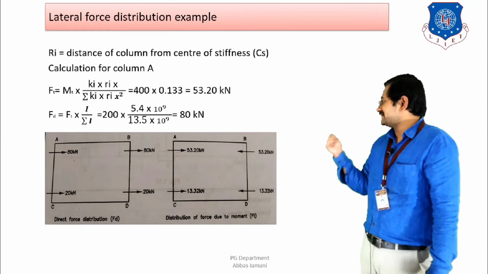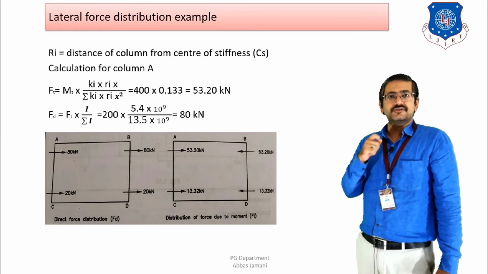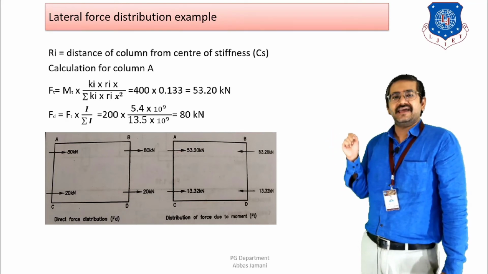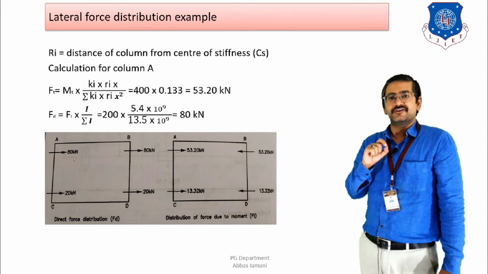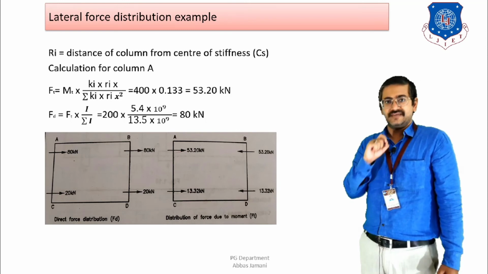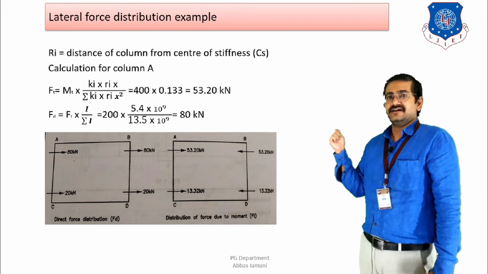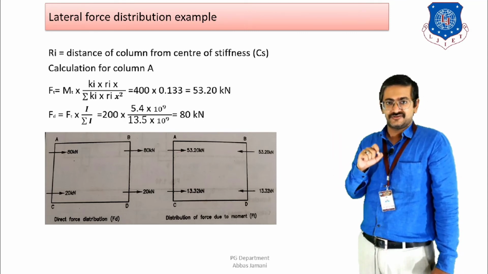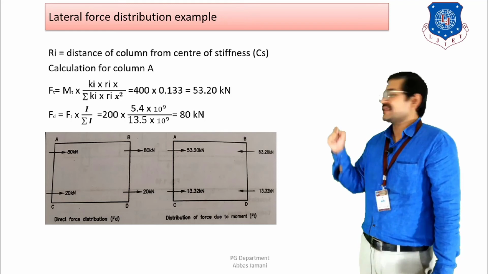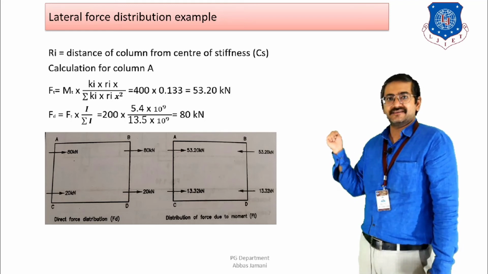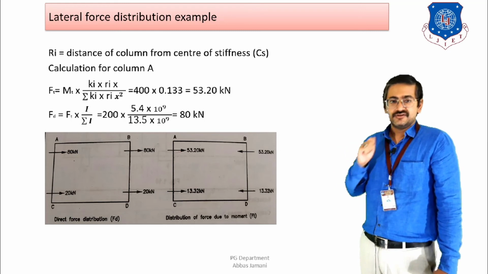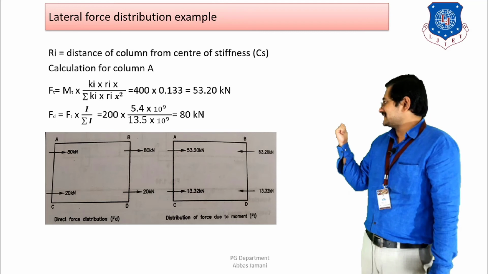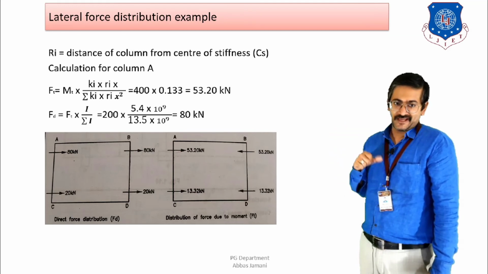The formula for Ft, that is the force due to moment, is given by M into Ki Rix divided by sigma Ki Rix square, where I and X are going to be in the suffix. You have to keep that thing in mind. Don't get confused over here that it is going to be in multiplication. I and X are both the suffix that are there, right? So it is going to be Ft is equal to M into Ki Rix divided by sigma Ki Rix the whole square. So if you have this value, then if I calculate for the column A, then I will get the answer as 53.20 kilonewton as shown over here.